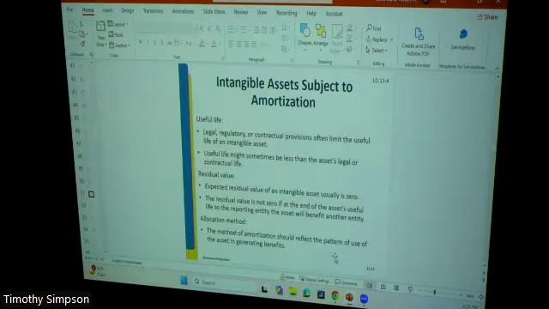So it's an estimated life. If there's a residual at all, and oftentimes there's not, but if there is, we would account for it. Typically it's going to be zero. And the method of amortization should reflect the pattern of use in generating benefits. I can tell you that I don't know that I've seen any accelerated amortization in my experience.